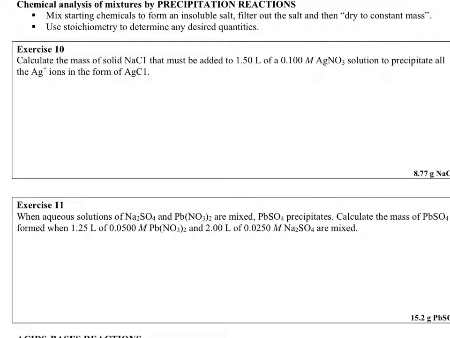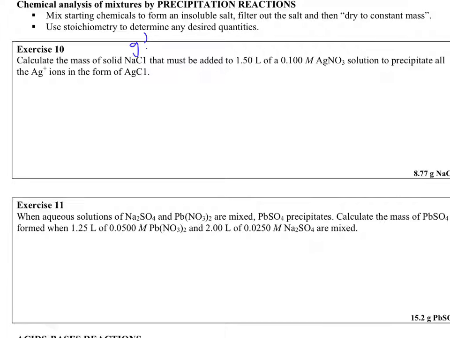Exercise 10. Calculate the mass of solid sodium chloride. I know I'm searching for grams there. That must be added to 1.50 liters of a 0.1 molar silver nitrate solution to precipitate all of the silver ions in the form of silver chloride.